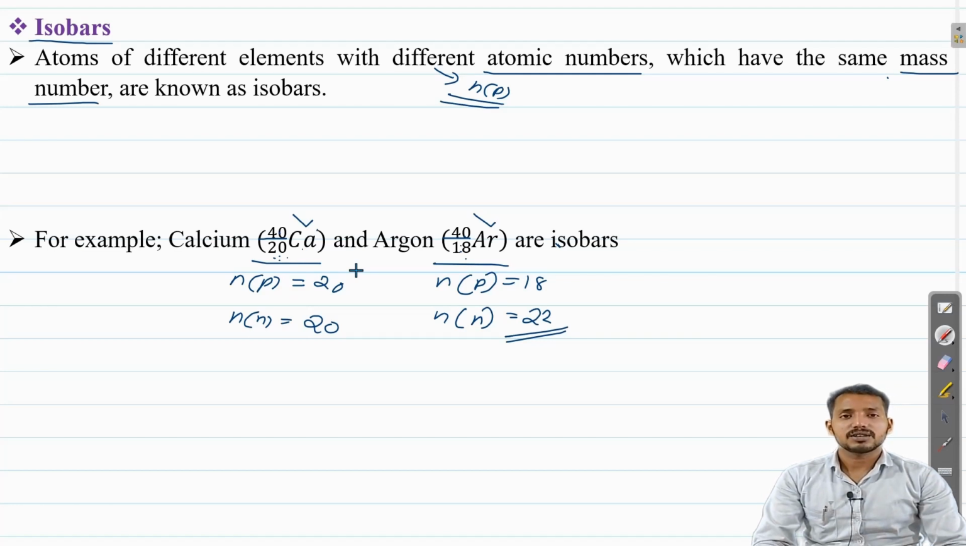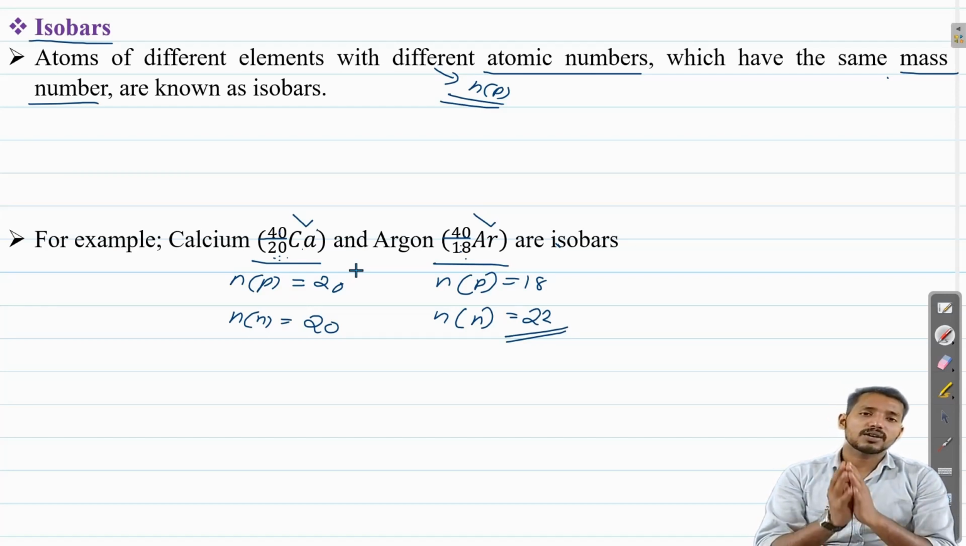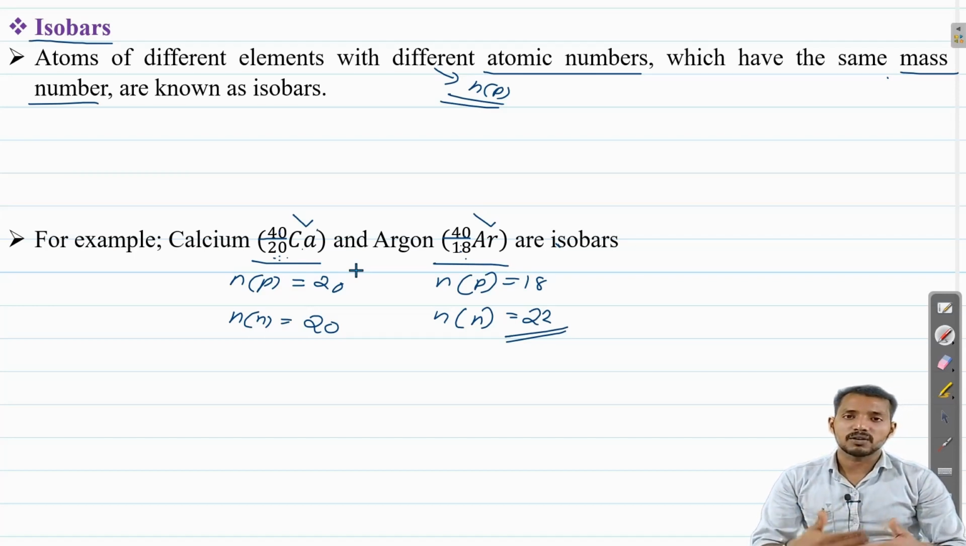Clear? So this is all for today, and in the next video I will discuss a very important topic, that is how electrons are distributed in the different shells, and on the basis of electronic distribution how we can explain the valency of the different kinds of atoms.